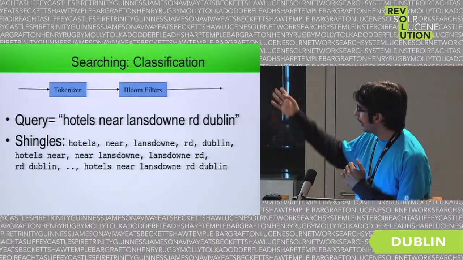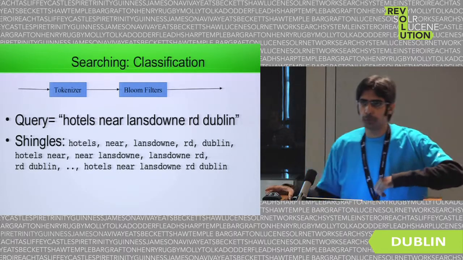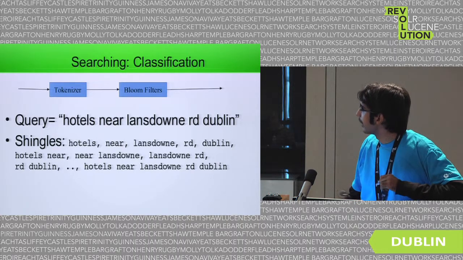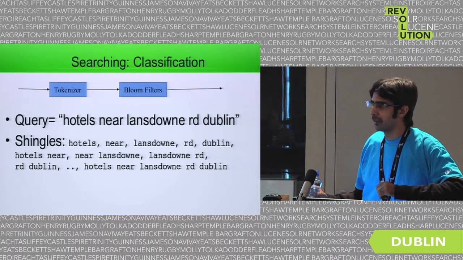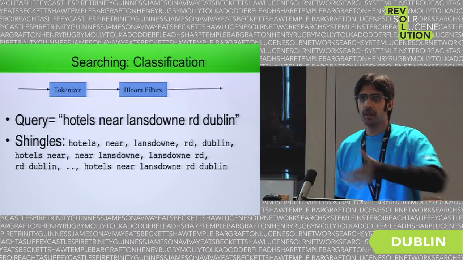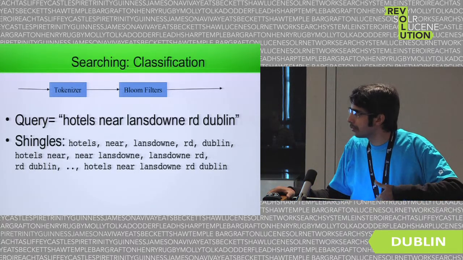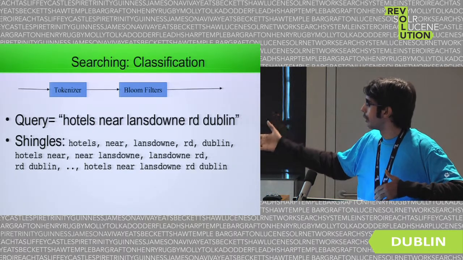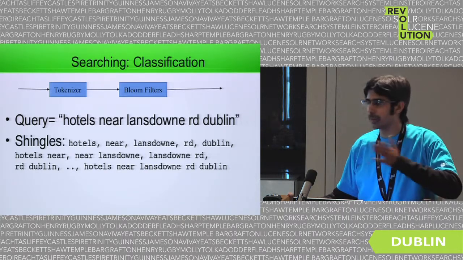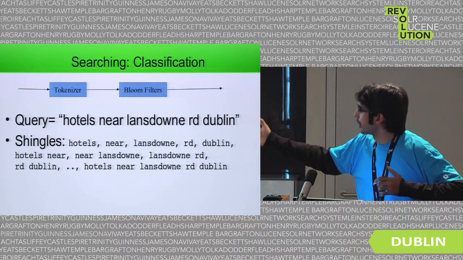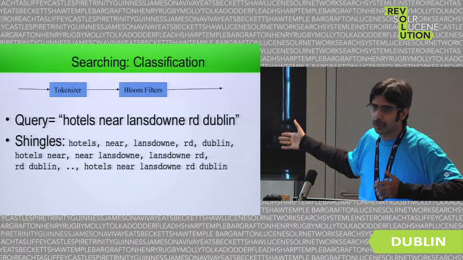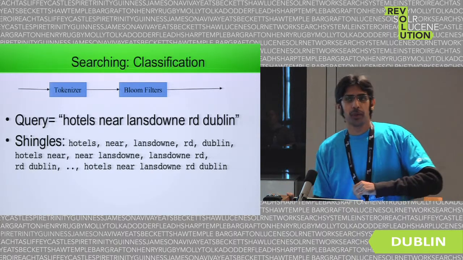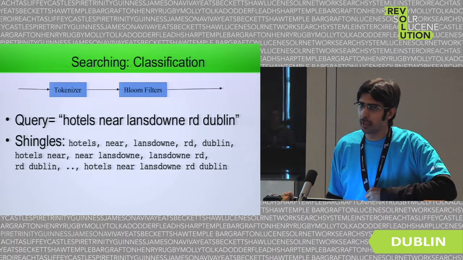So here we take an example, and I'll try to run you through how the Bloom filter works. Given a query, hotels near Lansdowne Road, Dublin, which is the street on which we are currently in the Aviva Stadium. Given this query, first of all, the shingles are generated based on the tokens. There are one-word shingles, two-word shingles, n-gram shingles, right up to the length of the query.